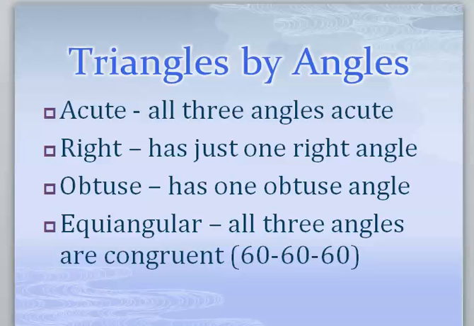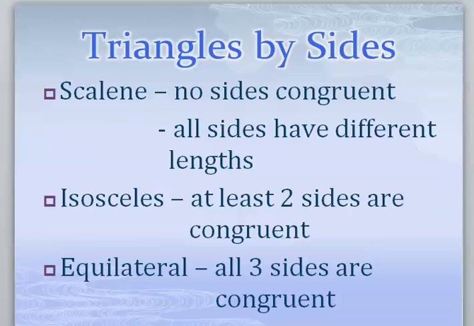They're all 60 degrees. It's very important that you know these words for the triangles by angles, because I will ask you two different ways. I will ask you to classify triangles by angles using the words acute, right, obtuse, equiangular. And I will ask you to classify triangles by sides. When you're classifying by sides, it's based on how many sides are the same or congruent.